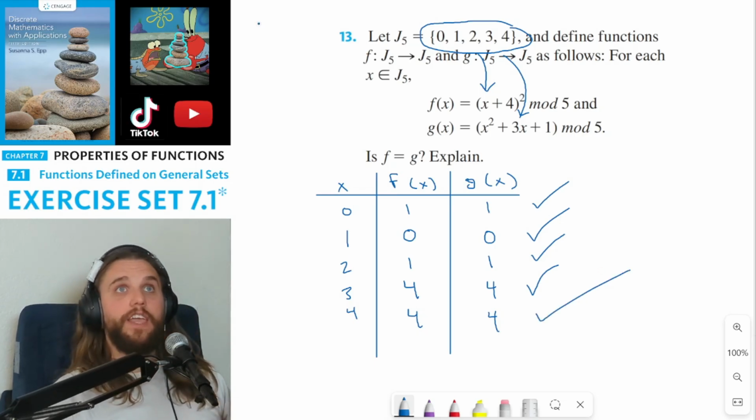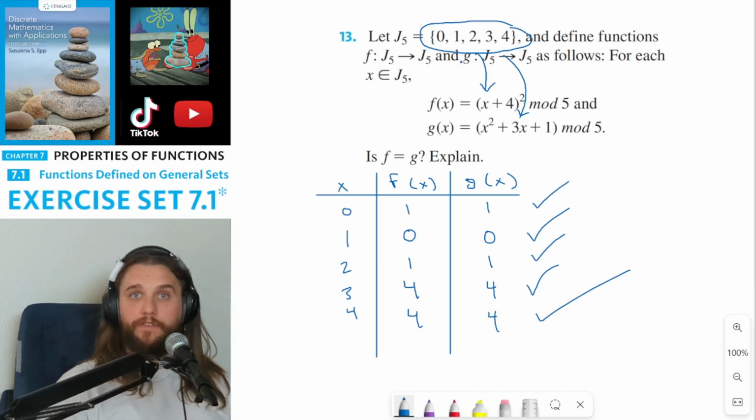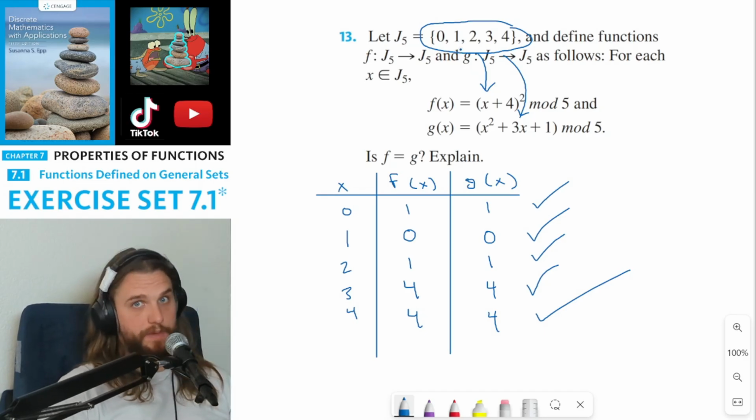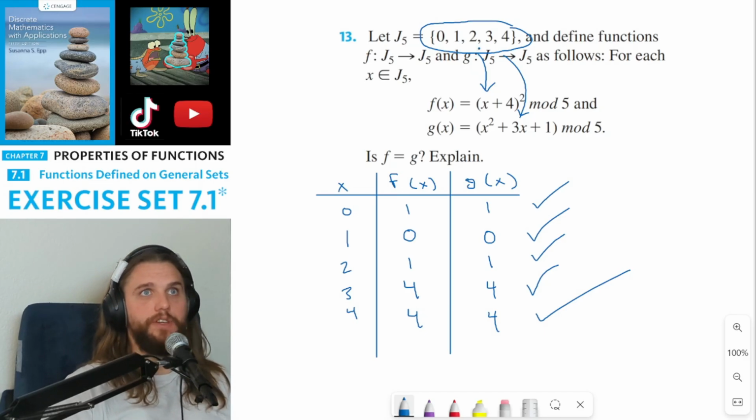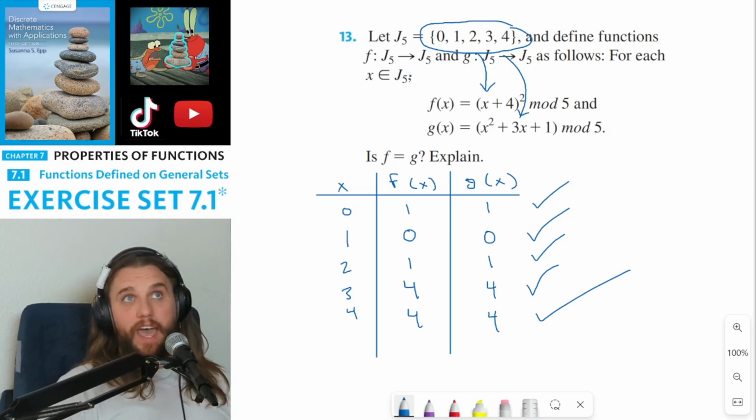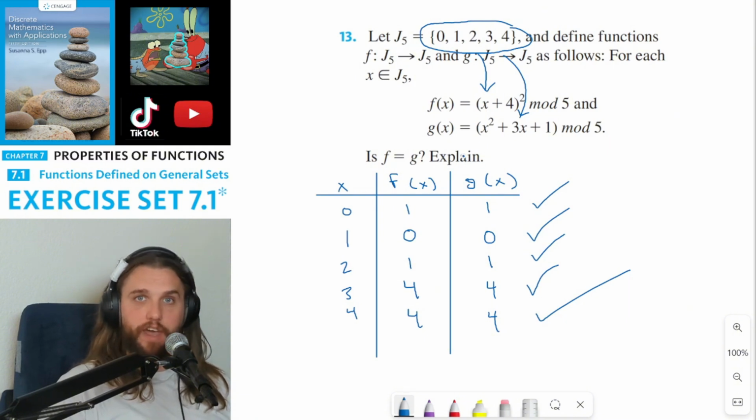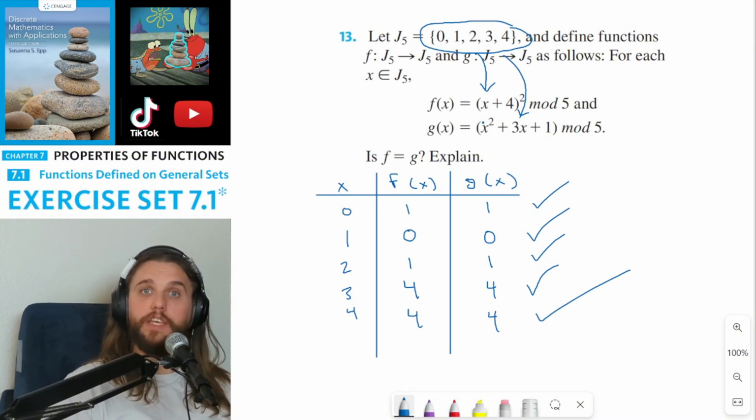So for every input in the domain of both f and g here, since they have to be the same domain in order for them to be the same function, for every x in the domain of our function, f of x equals g of x. And so by definition, these functions are the same.